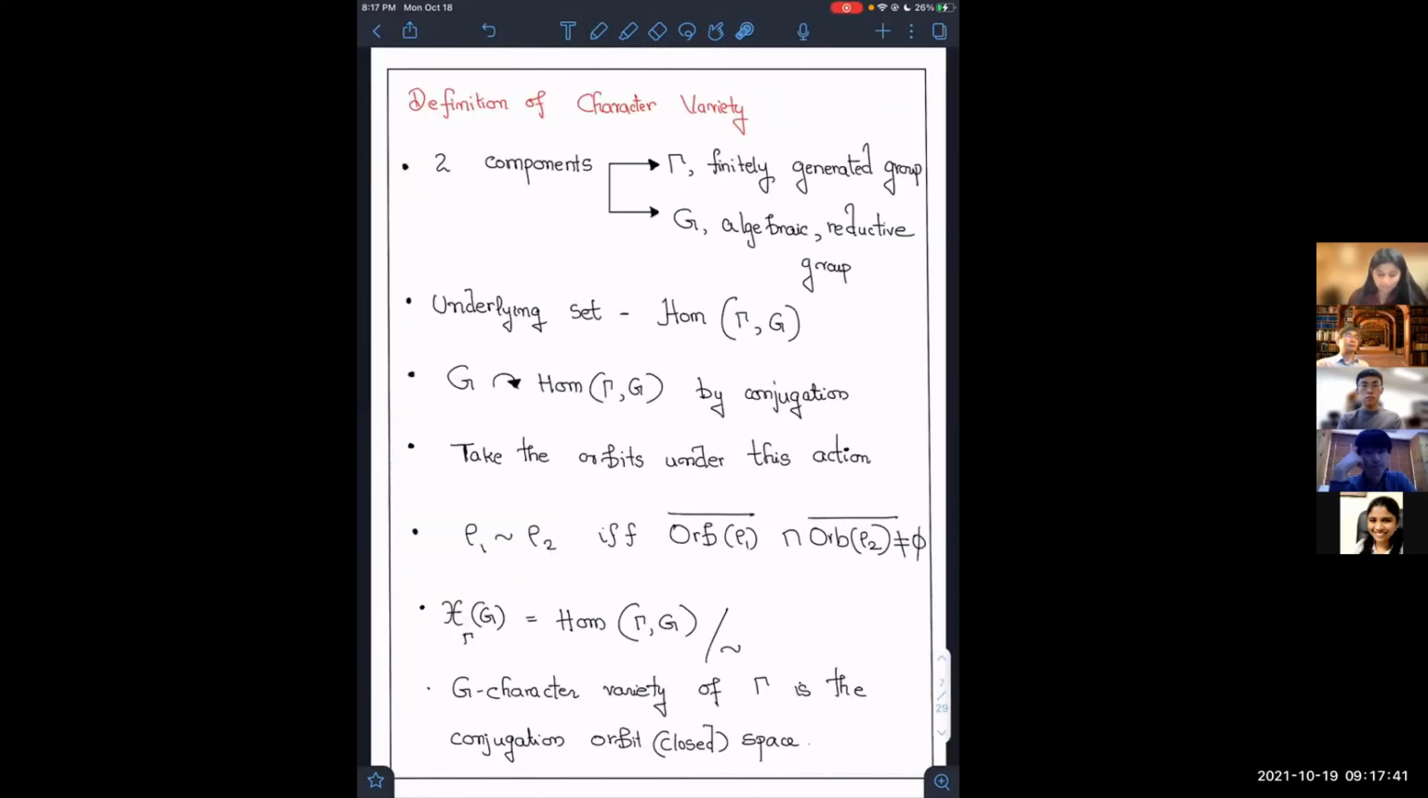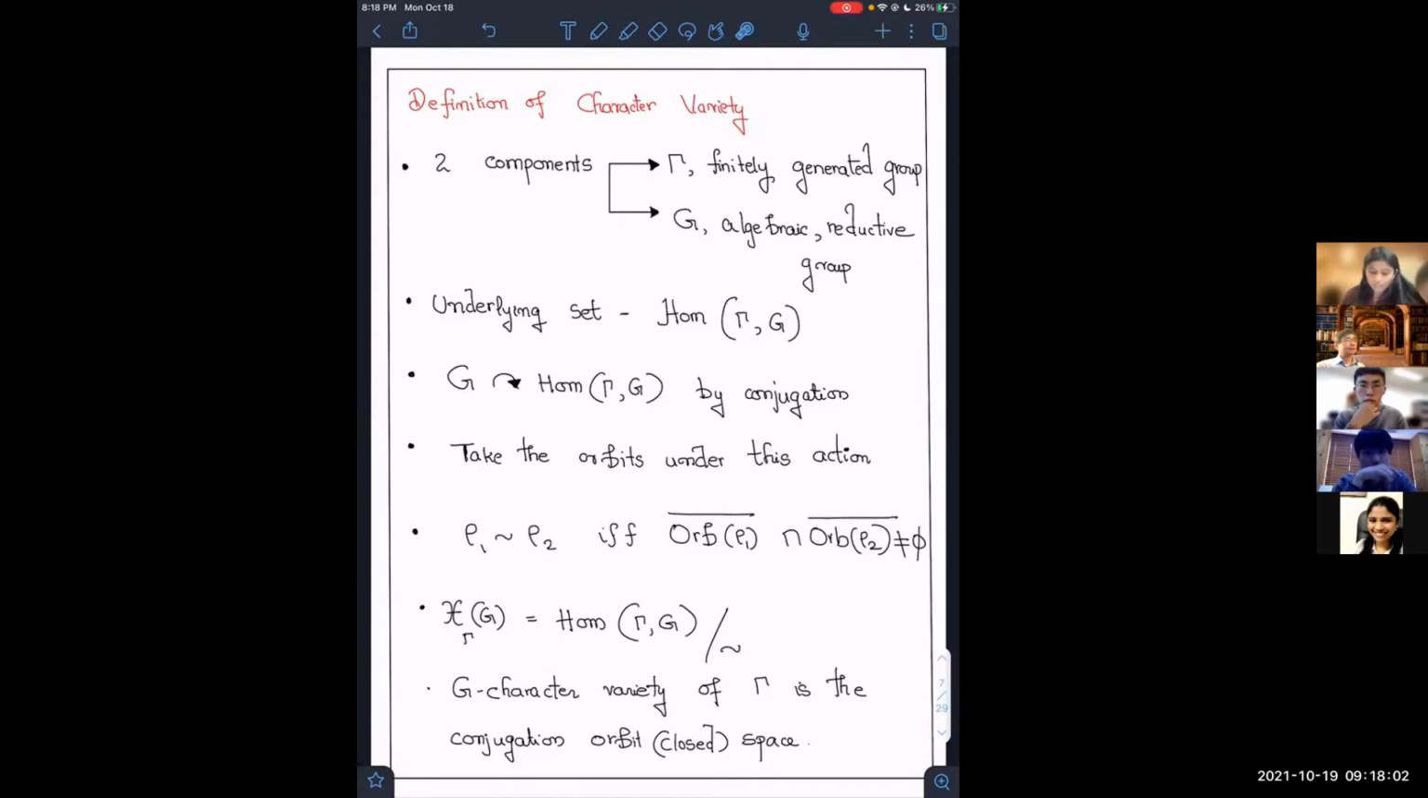Okay. So now defining a character variety. So how do we define character variety? A character variety has two components. First is gamma, a finitely generated group, and G, an algebraic reductive group.